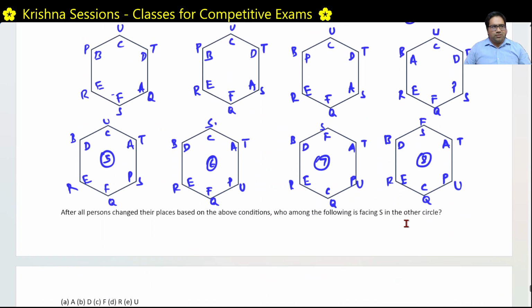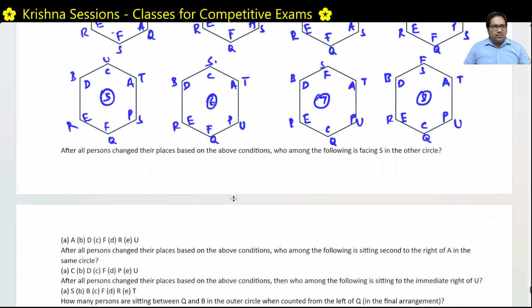Now let's look at the questions. After all persons change their places based on the above conditions, who among the following is facing S in the other circle? Who is facing S? F is facing the other circle.